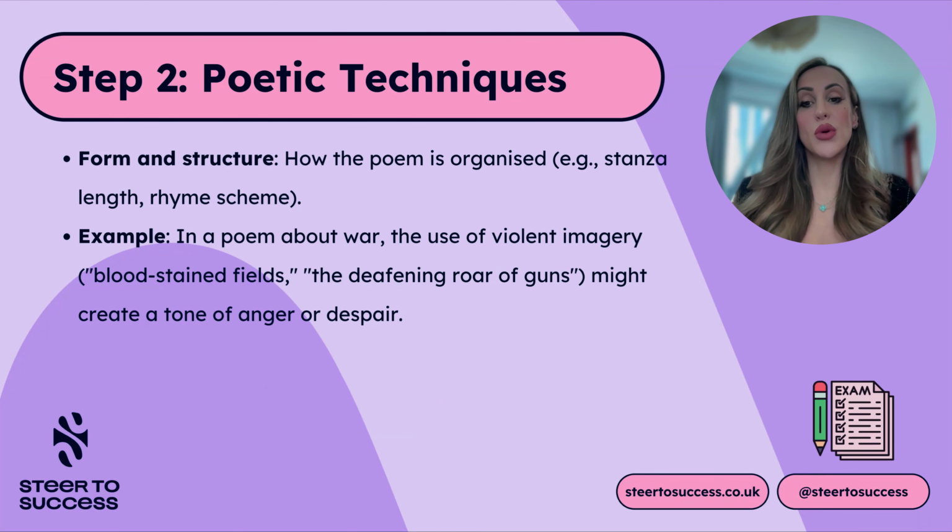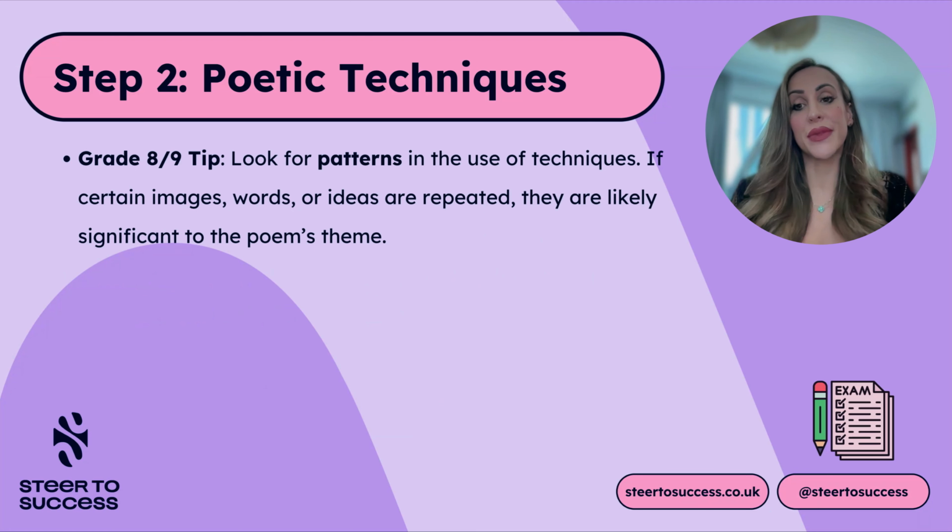And then as an example, in a poem about war, the use of violent imagery, so blood-stained fields, the deafening roar of guns, might create a tone of anger or despair. And as a grade 8 or grade 9 tip, look for patterns in the use of techniques. There is another session on patterns in language, but this is really important because this is a way that you're going to stand out if you're aiming for the top of the mark scheme.